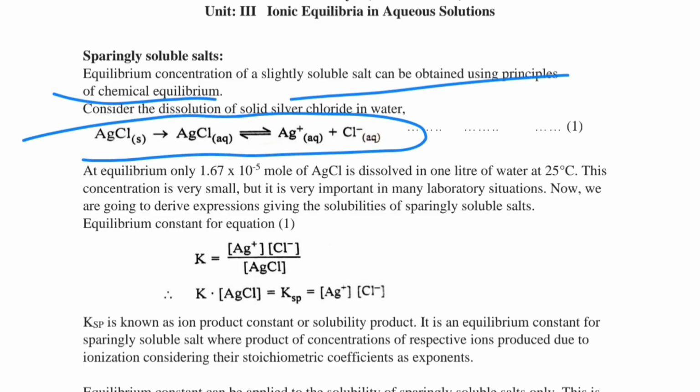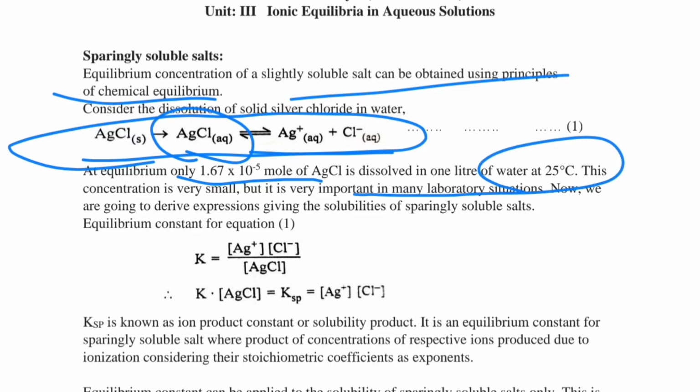Here you can see an example of silver chloride. It dissociates when it dissolves in water, into silver ions and chloride ions. It has a solubility value at 25 degrees Celsius. Here you can see the solubility equation for silver chloride in water.